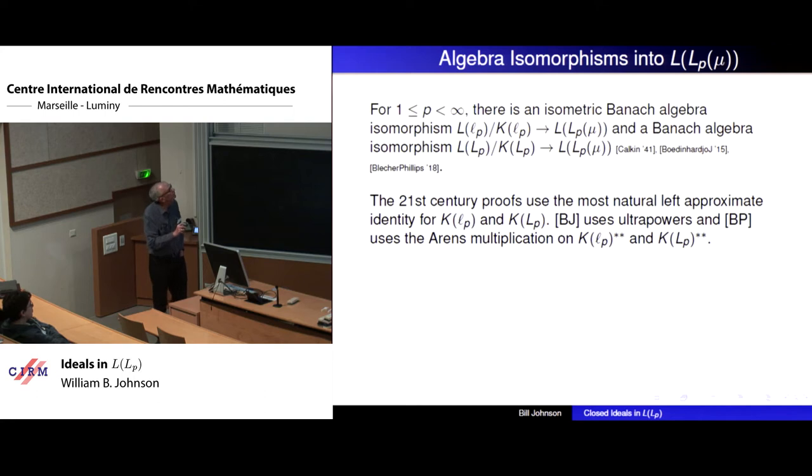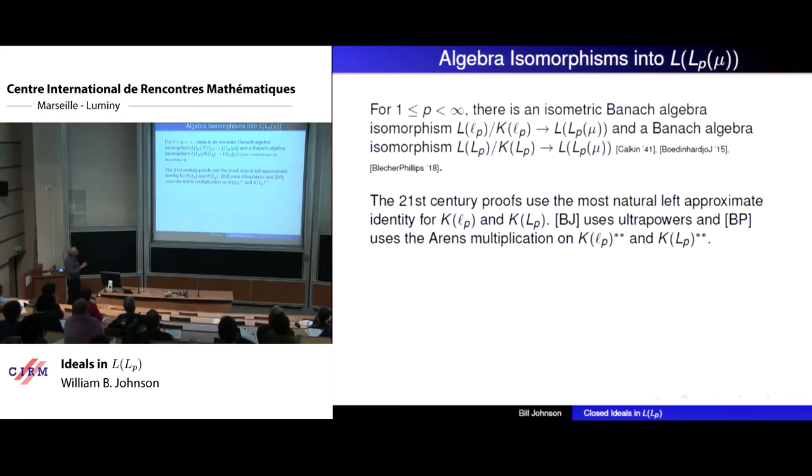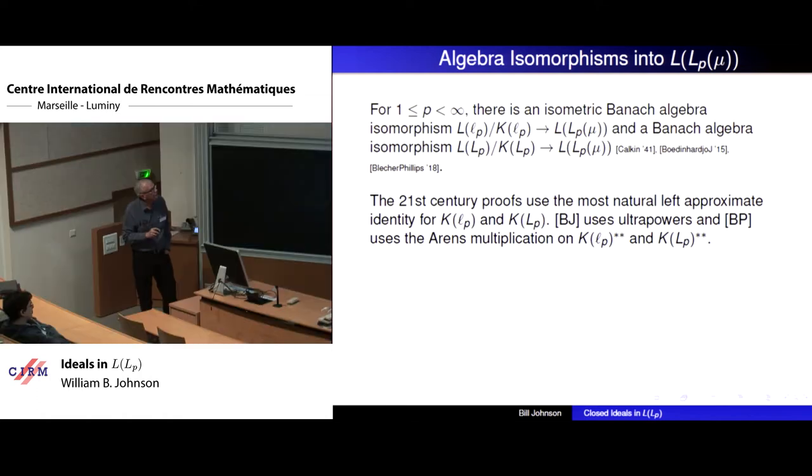Now, these two proofs, those of Blecher and Phillips and those of Budinharjo and myself, used the most natural left approximate identity for the compact operators on these spaces. These spaces, of course, have natural monotone Schauder bases, and the partial sum projections for those form a left approximate identity for the Banach algebras. And so these are the natural ones. Then the proofs diverge at that point. Mitra and I used ultrapowers, and Blecher and Phillips used the Arens multiplication on the second dual of these spaces. And you may say, well, there are two Arens multiplications, but they're the same in this particular case.